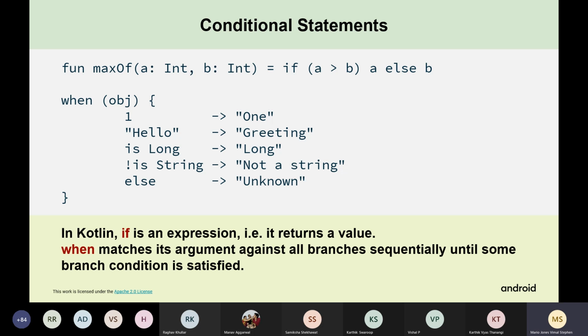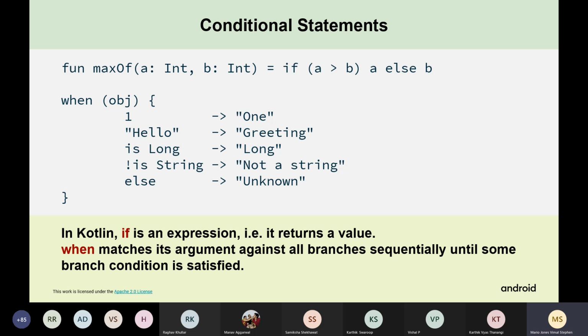So let's say I call this when and I pass a string to it, say the string study jams. Is it 1? No, it's not 1. Is it the string hello? No, it's not. Is it long? No, it's a string, so that block will also not be executed. Is it not string? No, it's a string, so that block will also not be executed. Then it goes to the else block, so you'll get unknown as a return value.